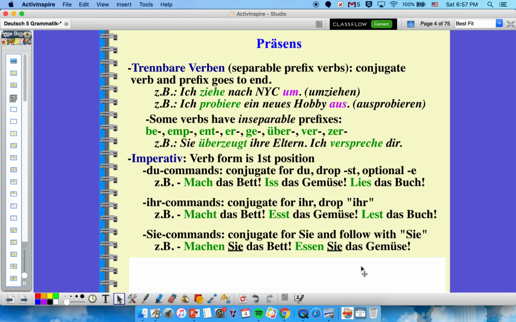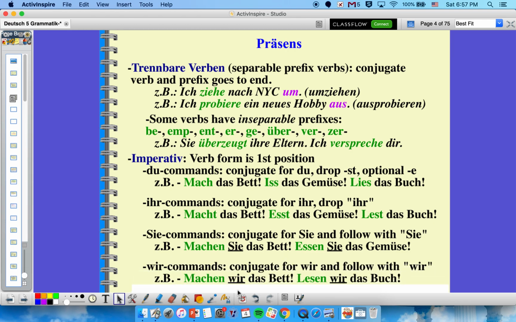Now, if you're in a formal situation, remember, it doesn't matter if it's singular or plural. If you're talking to one person or many people formally, you want to use a Sie command or a formal command. And the difference here is that it's the Sie form of the verb, and you actually do put the subject in there. The subject is no longer understood. So you could say, for instance, machen Sie das Bett, or essen Sie das Gemüse.